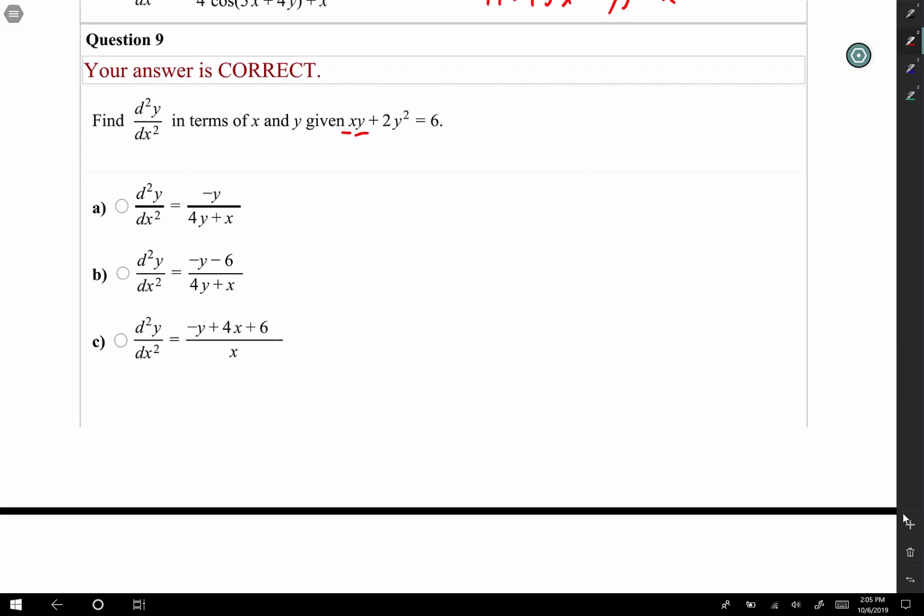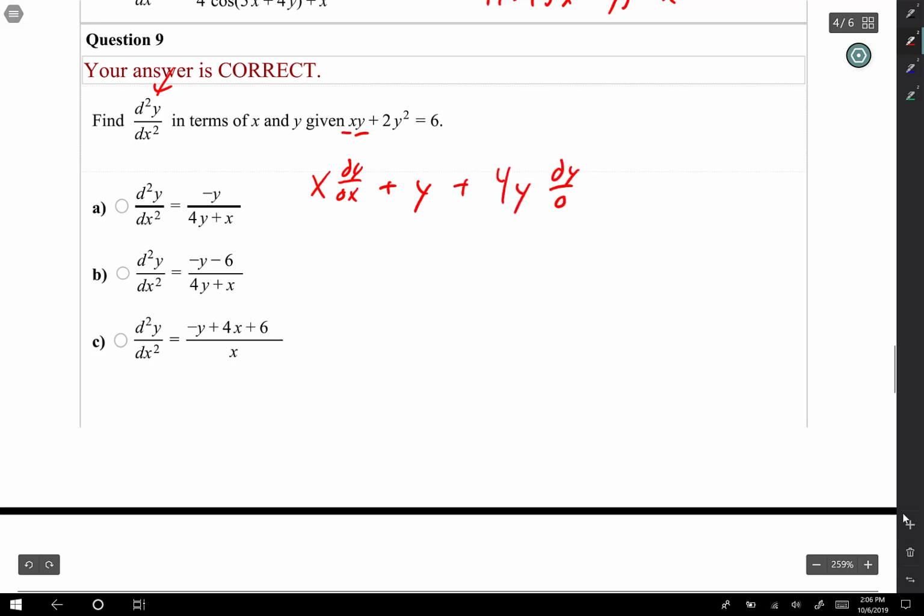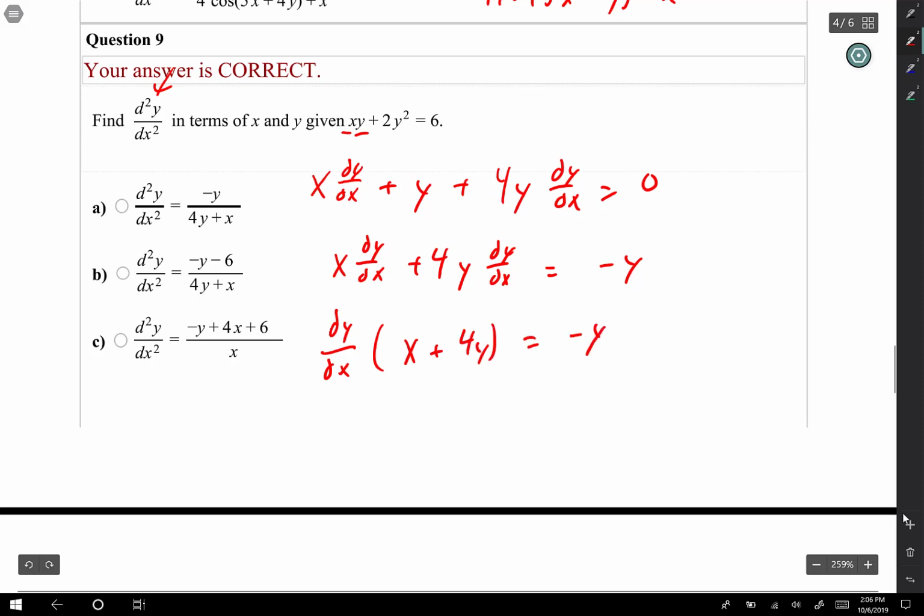So let's find this. This wants a second derivative, guys. So first, find the first derivative. First times derivative of the second, dy/dx, plus second times derivative of the first, so it's just 1, plus 2 times 2 is 4, 4y dy/dx equals 0. So move everything that does not have a dy/dx to the right. So x dy/dx plus 4y dy/dx equals negative y. Factor out a dy/dx. So here's me factoring dy/dx, and we have (x plus 4y) equals negative y. And then finally divide. dy/dx is equal to negative y over x plus 4y.